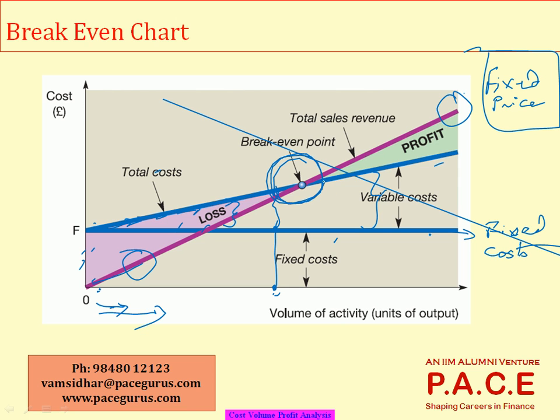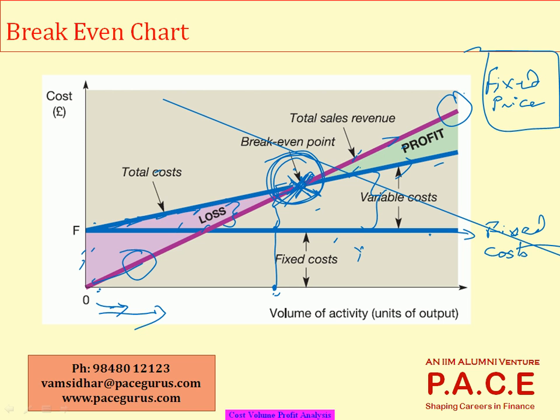At a certain point, we are seeing that the costs as well as the revenue, both of them are intersecting each other. And after that, we are seeing that the revenue is going up compared to my total costs. This is the point where my total cost curve is cutting the total revenue curve or line, is what we are calling as the break-even point.